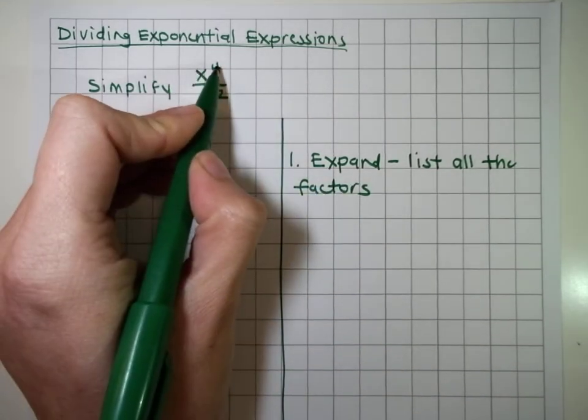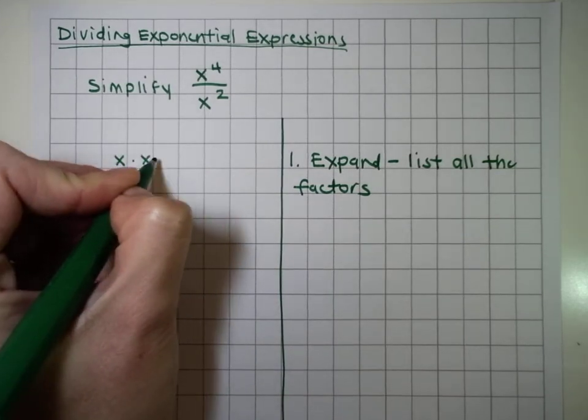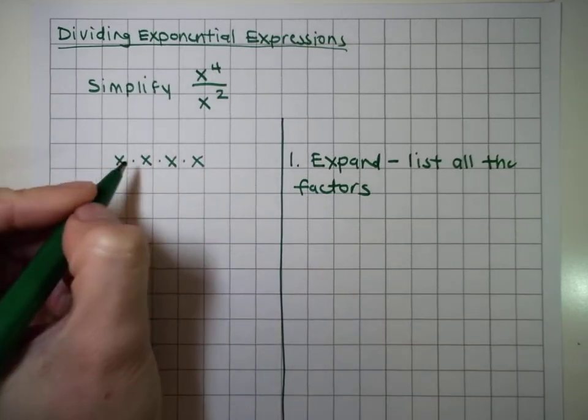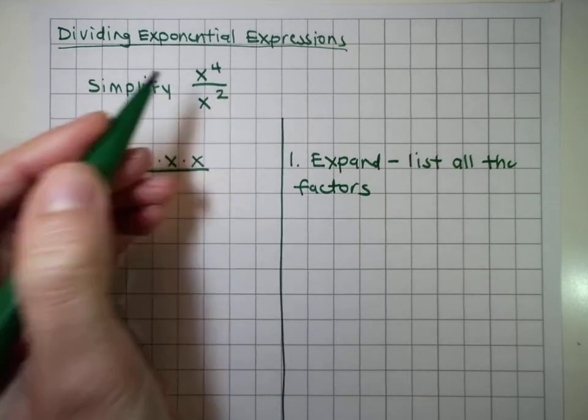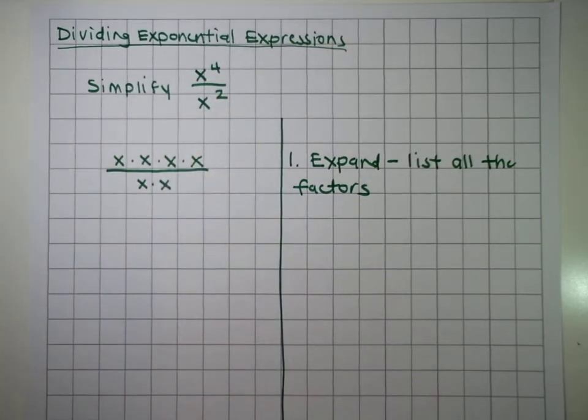So x to the fourth, to expand that is x multiplied 4 times. X times x times x times x, divided by x squared, that's x multiplied 2 times. So we expand that to x times x.